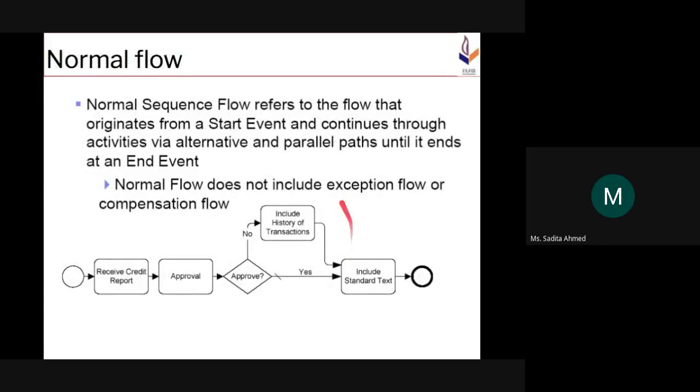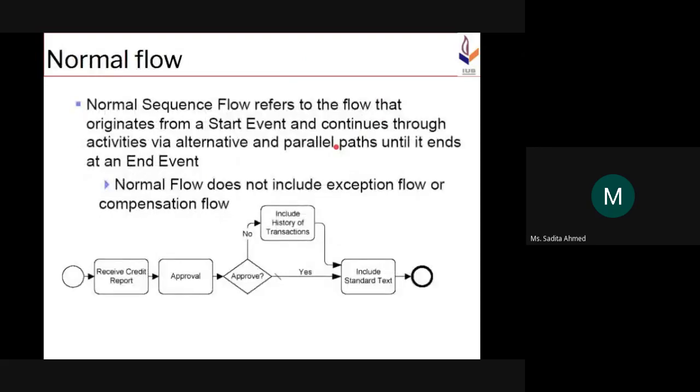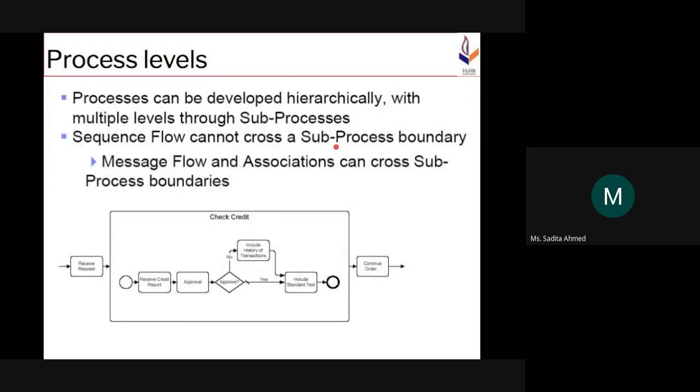All right then. So this is a normal sequence flow because there are no interrupts here. And this is not a normal flow because there is an interrupt. Which one is the interrupt? This one specifically. This cancel order event is the interrupt, which is interrupting the prepare PO subprocess. Okay. Right then. So here, what is check credit?